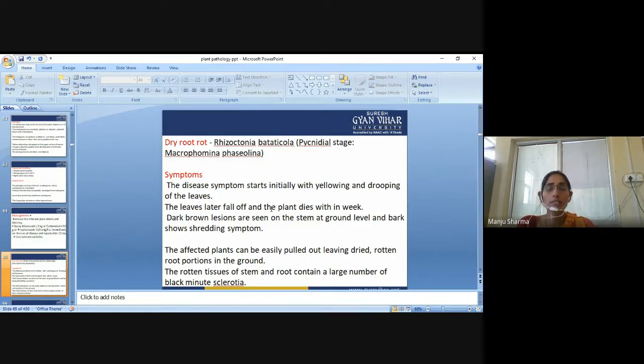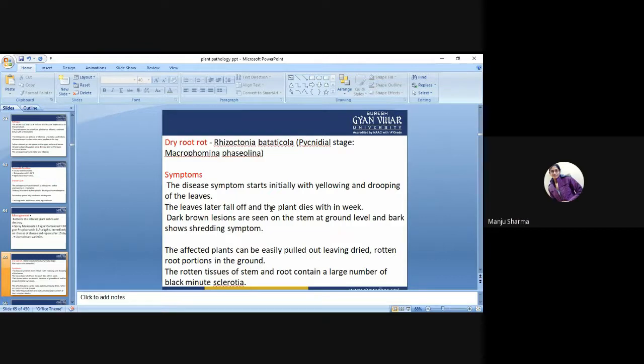Bark shows shredding symptoms. The affected plants can be easily pulled out, leaving dry, rotten root portions in the ground, because this is a root rot disease. Basically, the main infection is in the root, and whenever we pull the plant out, it comes out easily.